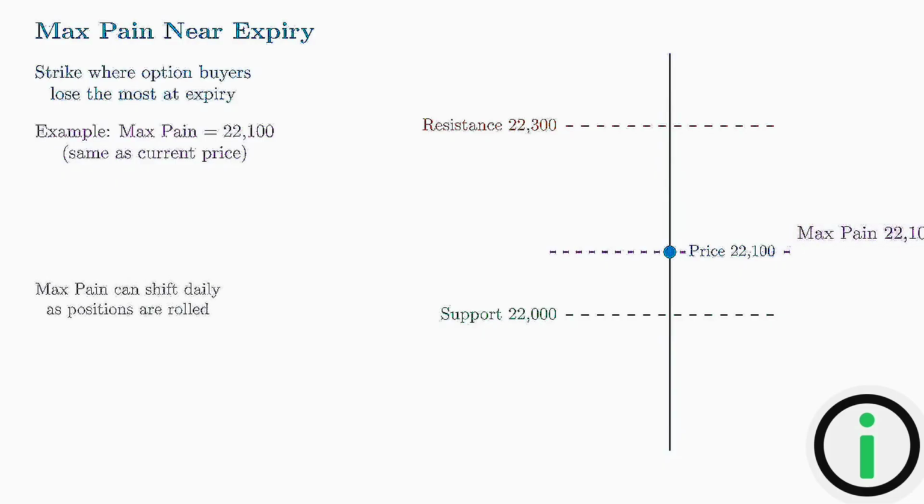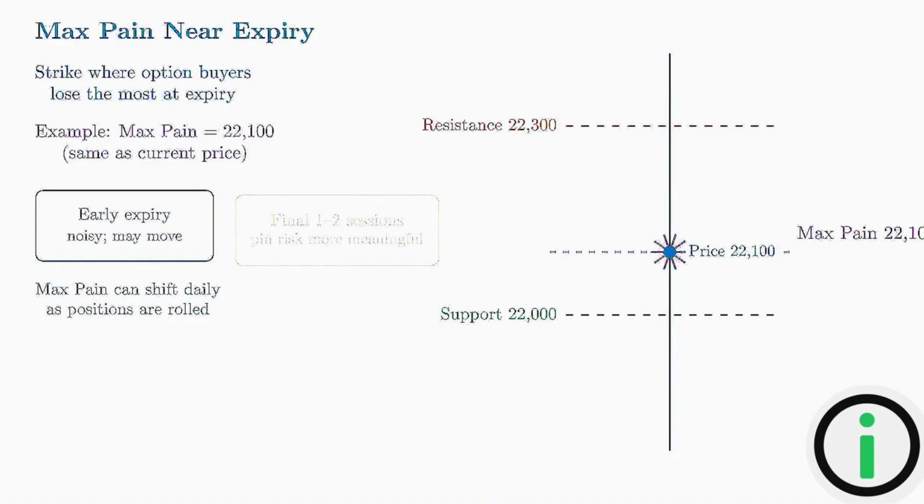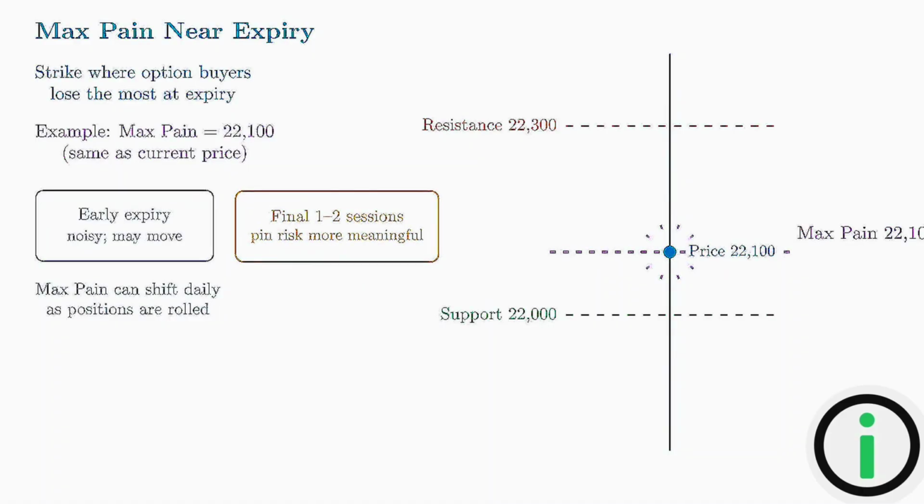Max pain can shift daily as new positions are added, removed, or rolled. Early in the expiry cycle, it may be noisy and should not become an anchor for every decision. Its relevance generally increases during the final 1 or 2 sessions before expiry, when the possibility of price being drawn toward a heavily positioned strike, sometimes called pin risk, becomes more meaningful. Even then, max pain is only a light bias.